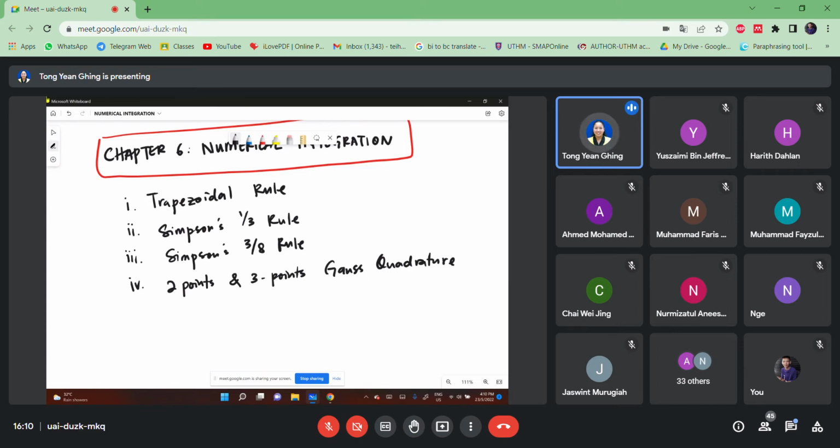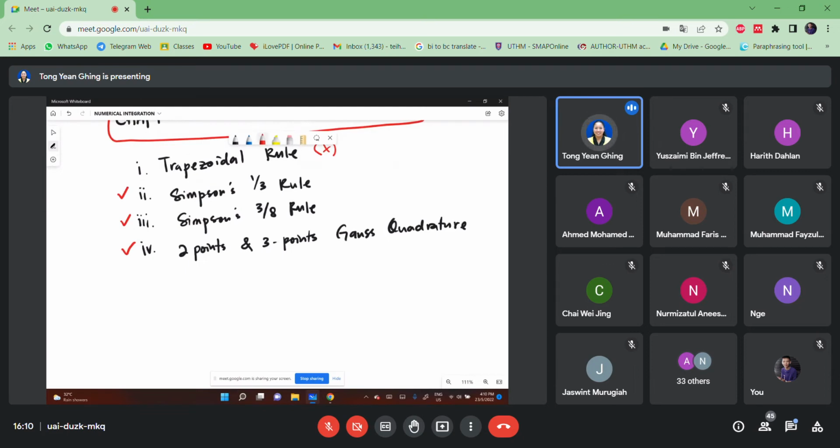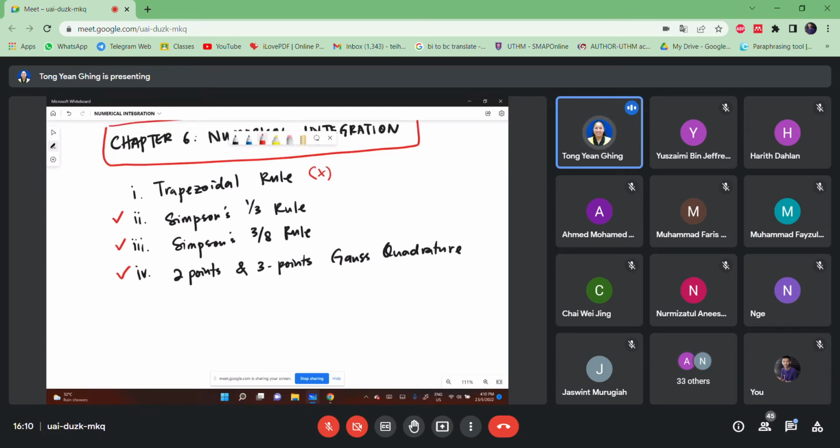Okay, so the topics covered in your syllabus are Simpson's one-third rule, Simpson's 3/8 rule, and this 2-point and 3-point Gauss quadrature. The trapezoidal rule is not covered in your syllabus, but I will explain it to you because it is the basics of numerical integration, so that it will be easier to understand. Okay, so why do we need to do these numerical integrations?